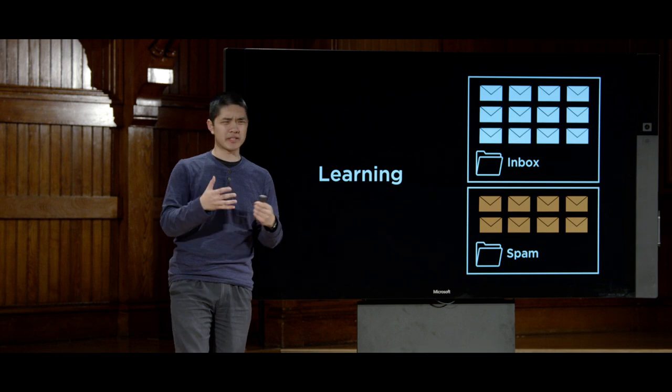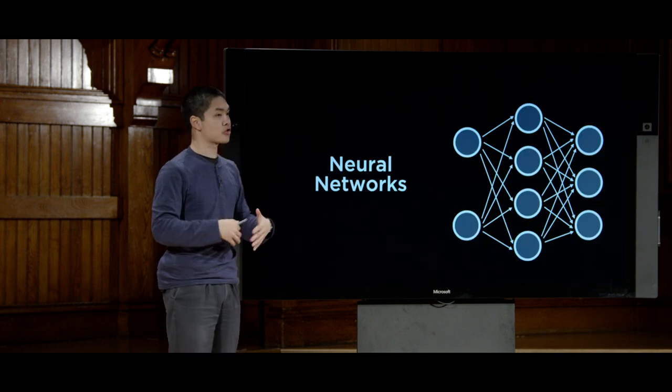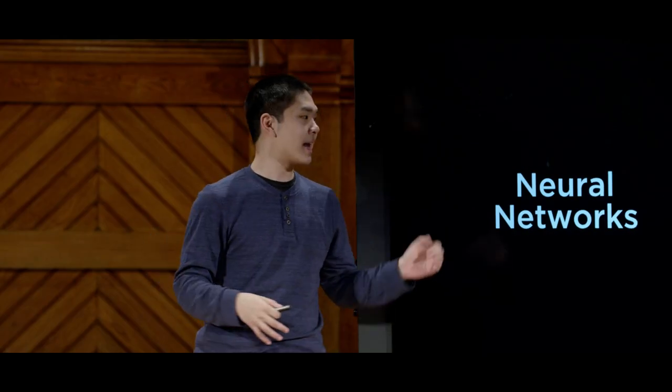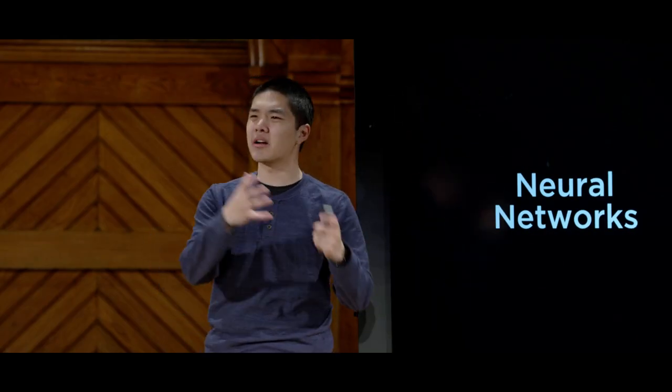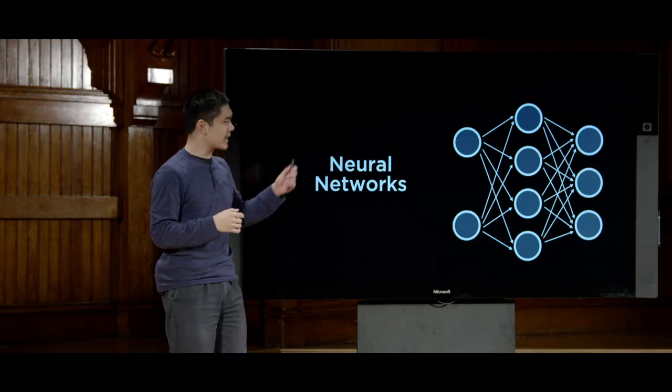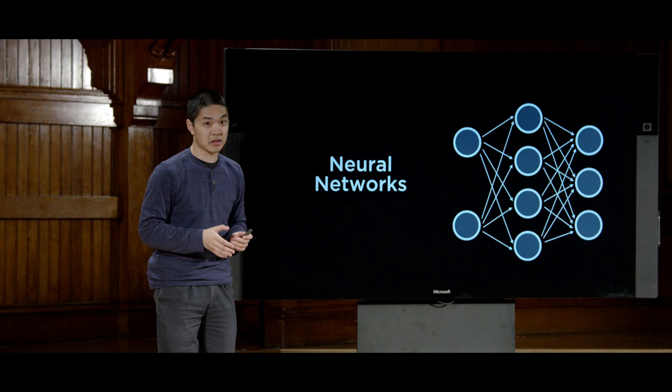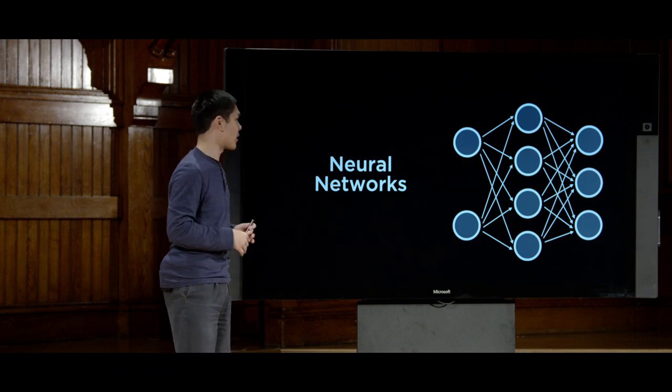We'll take a look, too, at how computers are able to draw inspiration from human intelligence, looking at the structure of the human brain and how neural networks can be a computer analog to that sort of idea, and how by taking advantage of a certain type of structure of a computer program, we can write neural networks that are able to perform tasks very, very effectively.